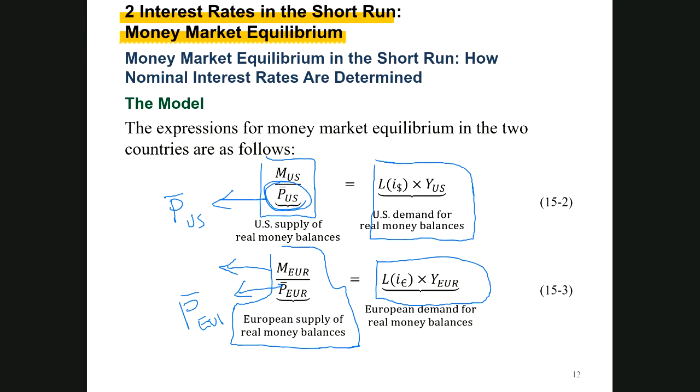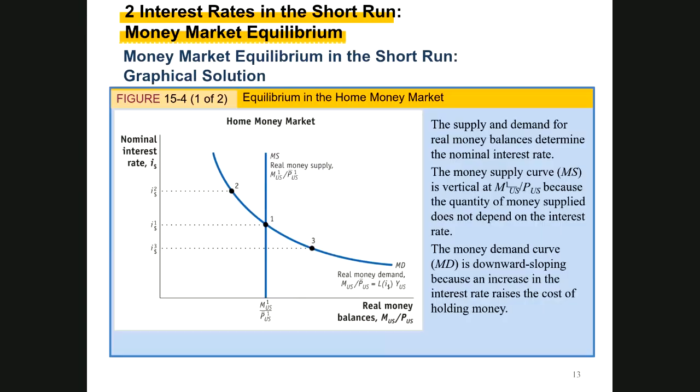Okay, so if we take a look at the monetary market, it's just like a review. Here, the real money supply for country one is like this. Why is it a vertical line? Why does the money supply in the domestic market look like this? Because no matter what the current interest rate is, once the Federal Reserve pins down the monetary supply, you pin down the MS.